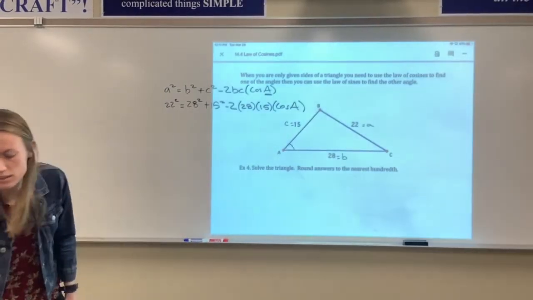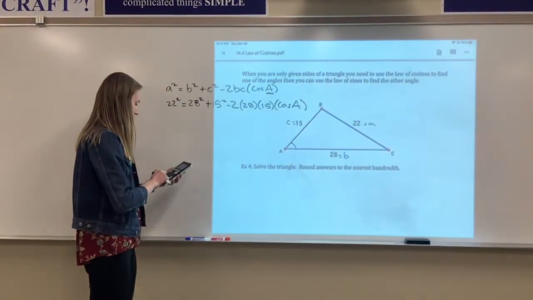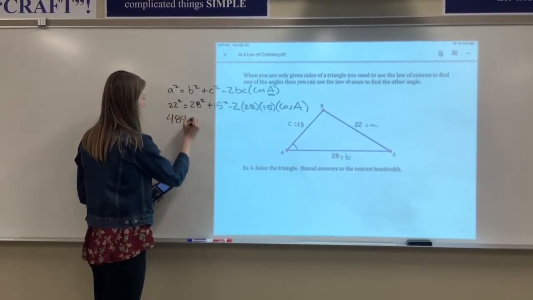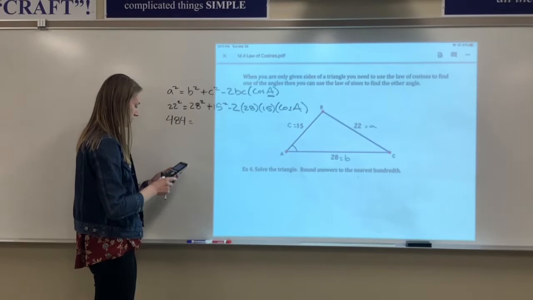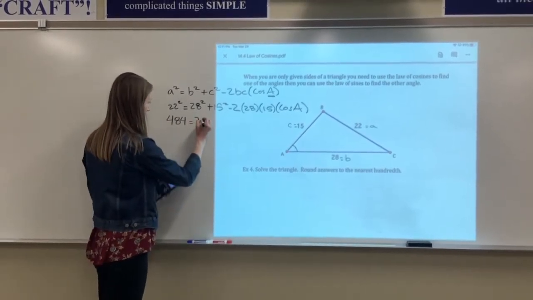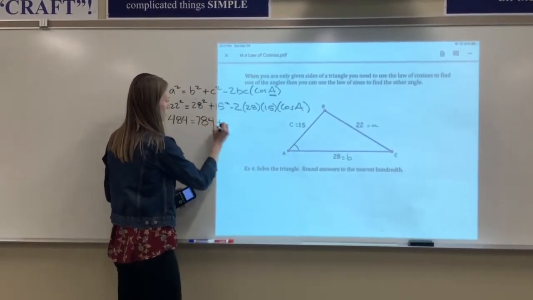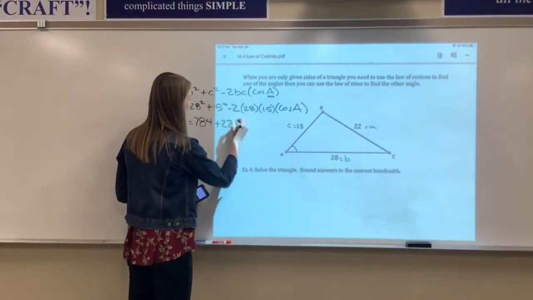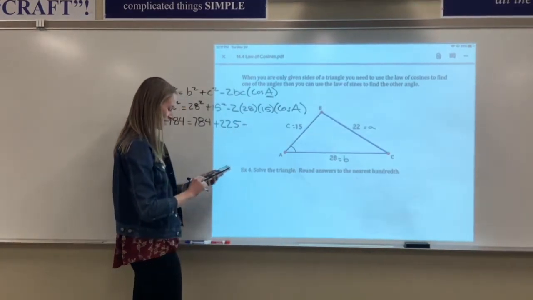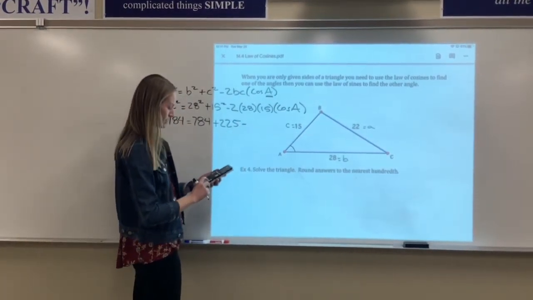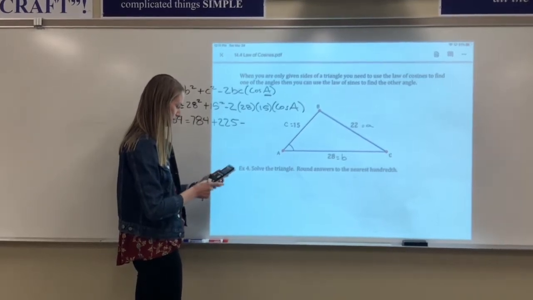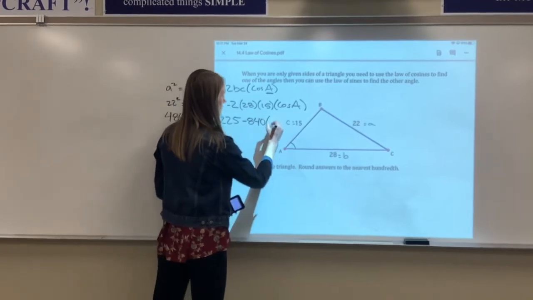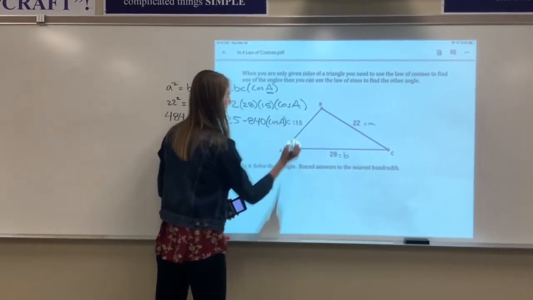It just keeps simplifying. So 22 squared, so we have 484 equals 28 squared, 784, plus 225. 2 times 28 times 15 minus 840 times cosine of angle A.